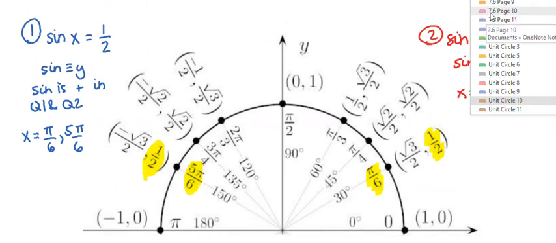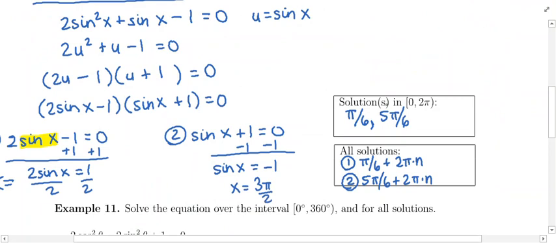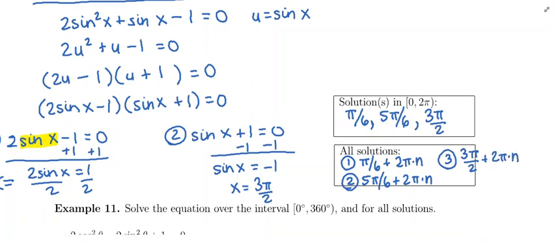So let's go write that down. The x value here is going to be 3 pi over 2. That is also between 0 and 2 pi. Then, to generalize that to all solutions, take that particular solution and add integer multiples of the period. We are done.